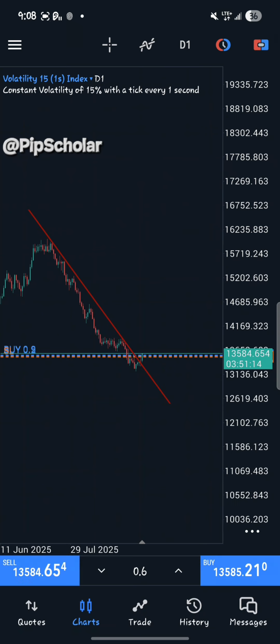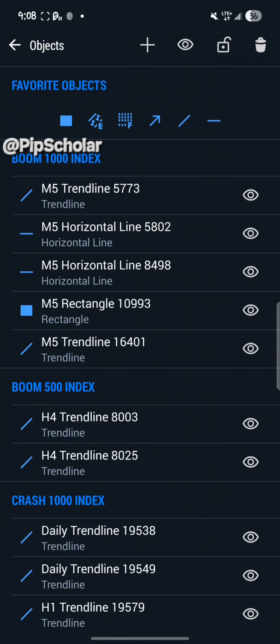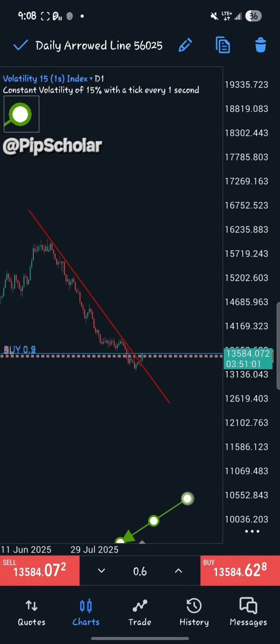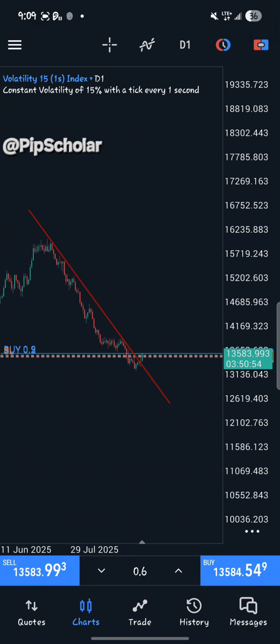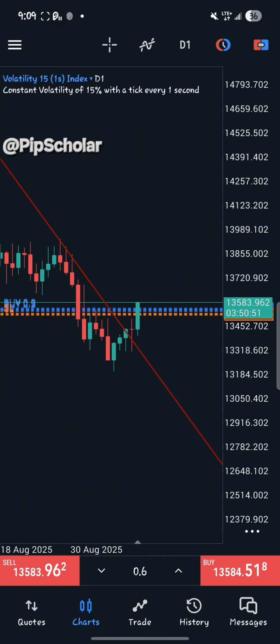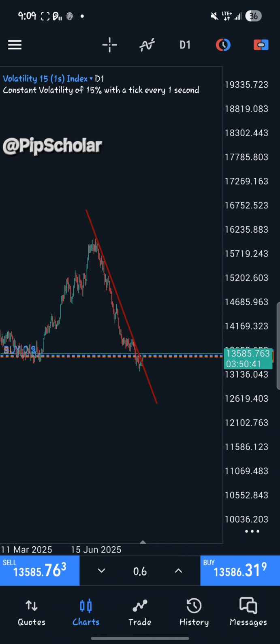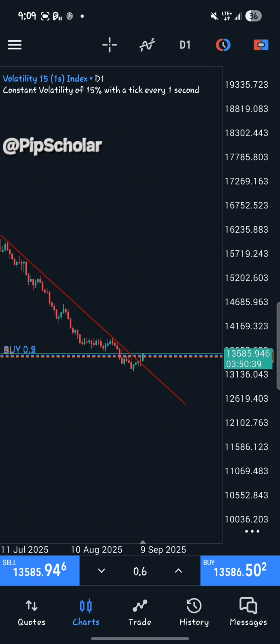Note, before a trend line will be valid, it has to have two or more touches. This one has more than one touch: 1 here, 2 here, 3 here. So this one is very valid, and you can see the market broke out of the trend line that we drew. It broke out to the upside, and it came back again. By that I know that the market has reversed to the upside.